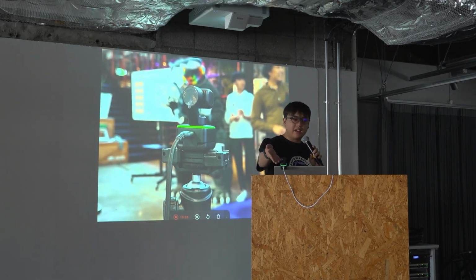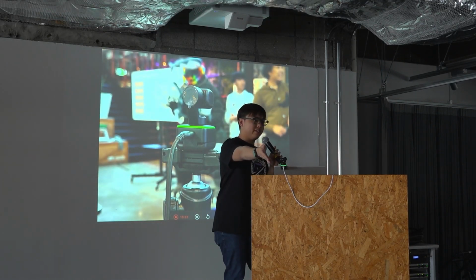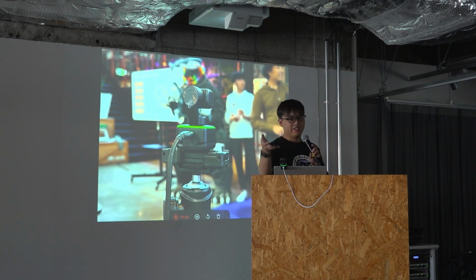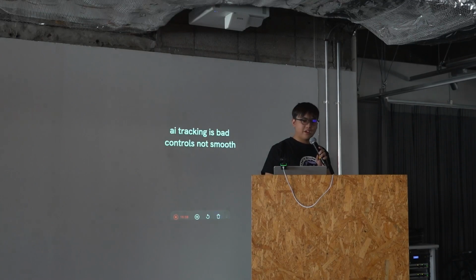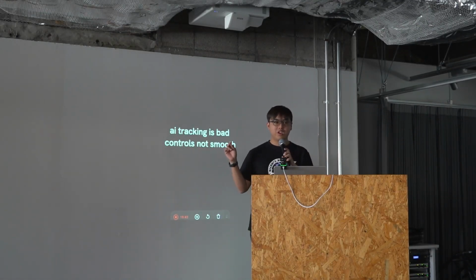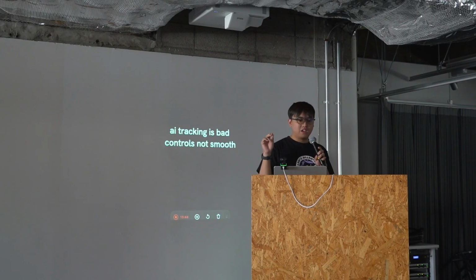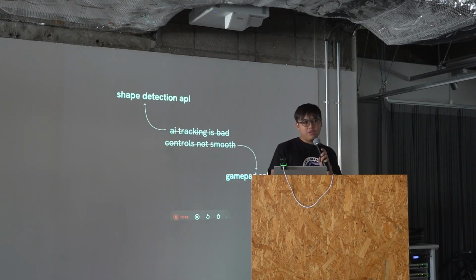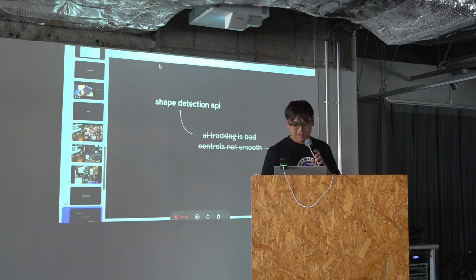We are using this tiny camera here called the Insta360 Link. But the problem with this device is the built-in AI tracking feature is very bad, and the control itself is not smooth. So in this case that I will show you, I solved these two problems by using two experimental features. One is called the Shape Detection API and another is the Gamepad API.